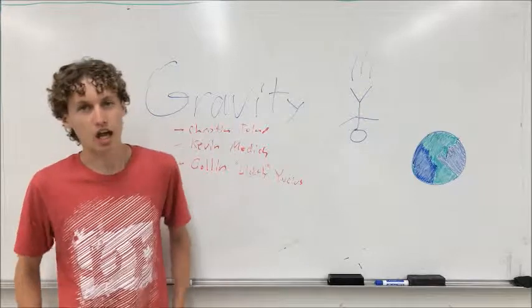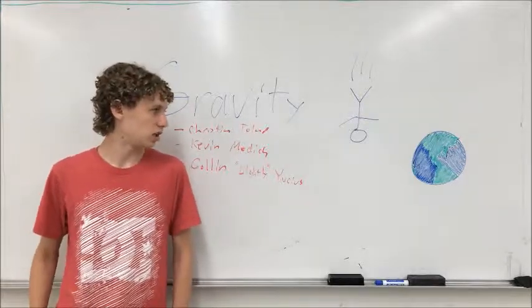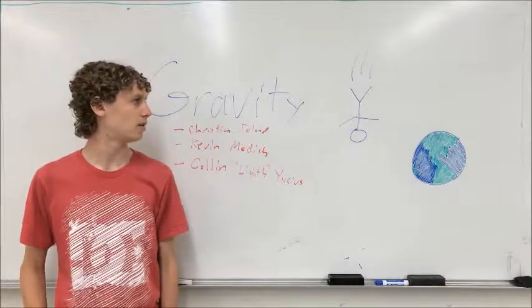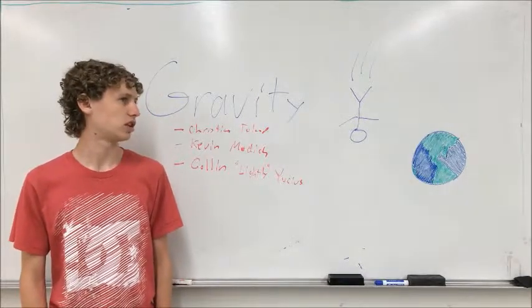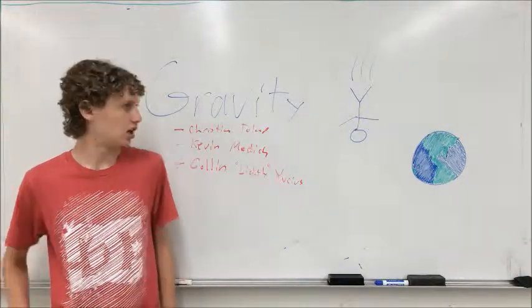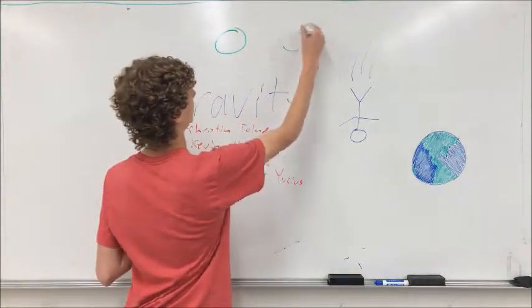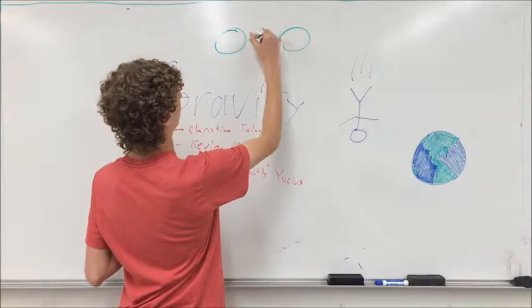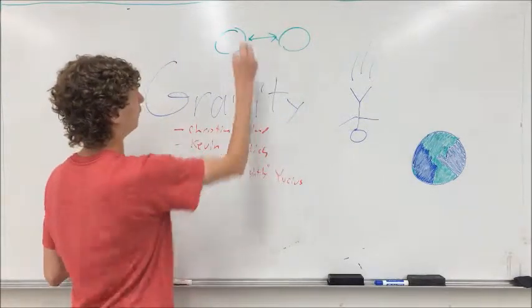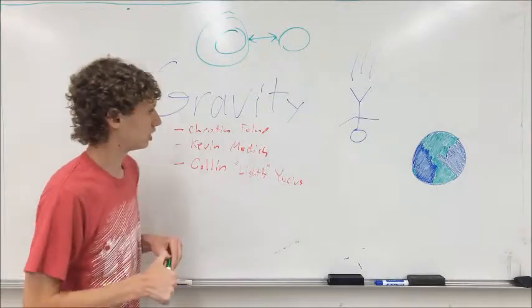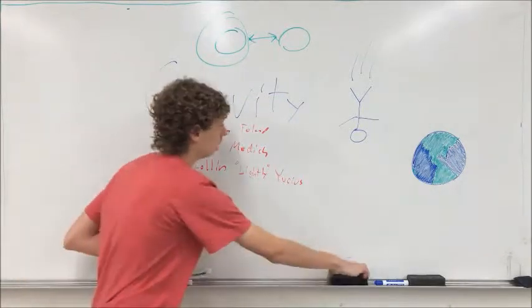Every object has a gravitational force on another object that is equal to the one that object's putting on the first one. So every two objects that have gravitational force on each other have equal forces on each other. Let's say we have a planet here and a planet here. These are both applying the same amount of force on each other. Regardless of how much bigger or smaller one is, they're still applying the same force on each other. It's just how the law of gravitation works.